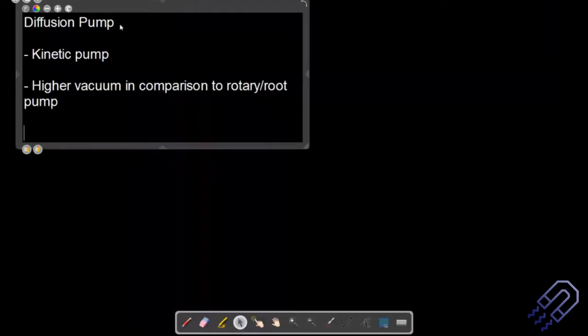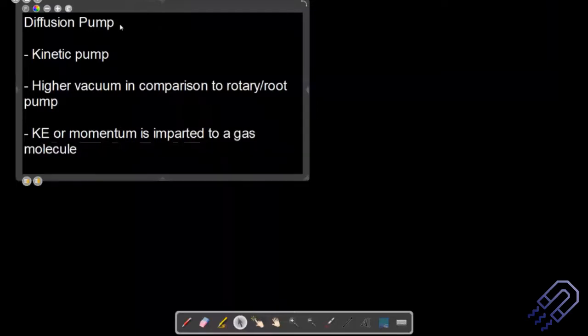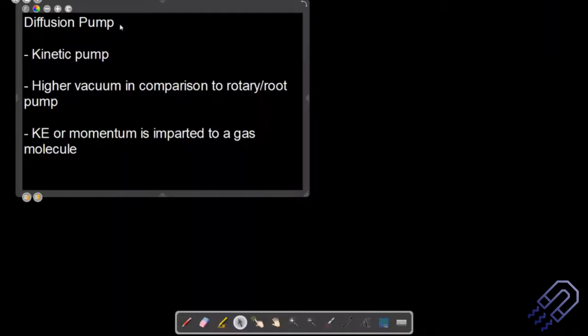And then what happens usually is whatever gas molecules are there which you need to take out, we will actually impart some kinetic energy, or in other words, we can actually impart some momentum into them, so that it can be actually taken out. So this is what is done with the gas, and that is why it is called a kinetic pump. After imparting this momentum, basically its energy is used.